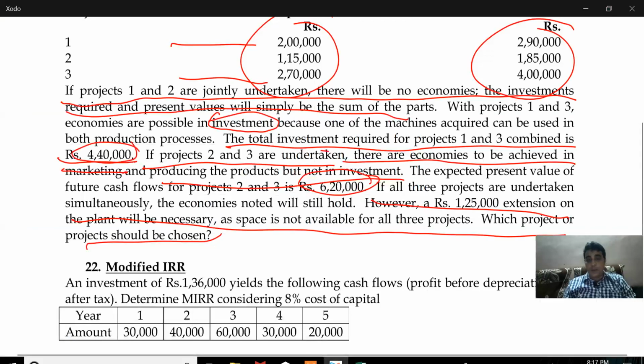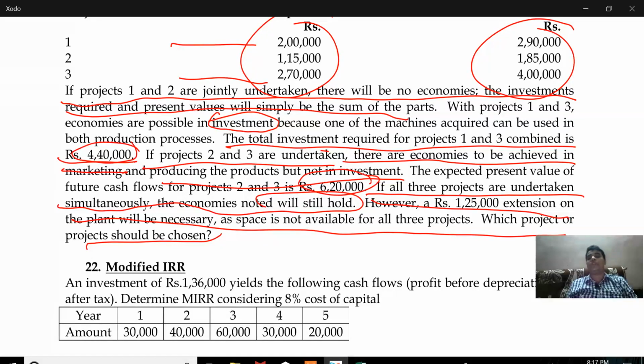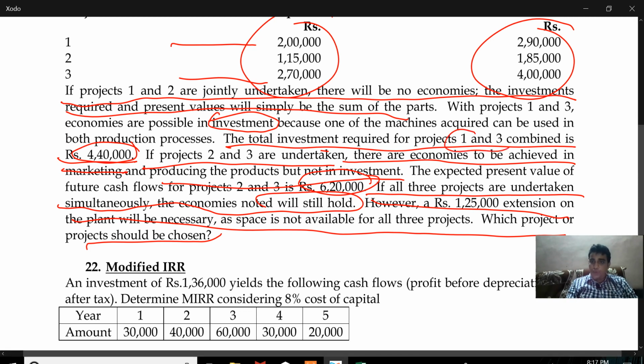Now finally 1, 2 and 3. If all the 3 projects are undertaken simultaneously, the economies noted will still hold. However, a 1,25,000 extension on the plant will be necessary. They are saying whatever economies you have talked about will continue to be there, but you may have to spend another 1,25,000. Now there are 2 economies the question talks about. When you do 1 and 3 together, there is an economy on the investment. When you do 2 and 3 together, there is an economy on the inflow.